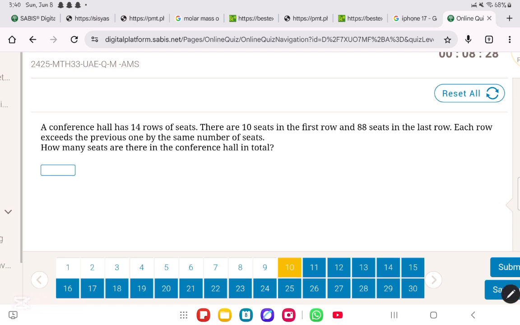Here it seems like a difficult question, but it's very easy. A conference hall has 14 rows of seats. This is n, because each row has a different number of seats. There are 10 seats in the first row and 88 seats in the last row. Each row exceeds the previous one by the same number of seats. That means it has a common difference d, so this is an arithmetic progression. They want to find how many seats there are in total, meaning they need the sum.